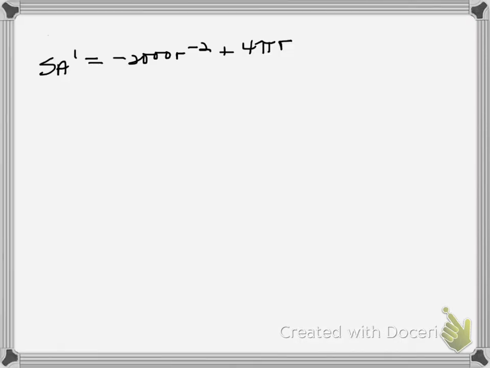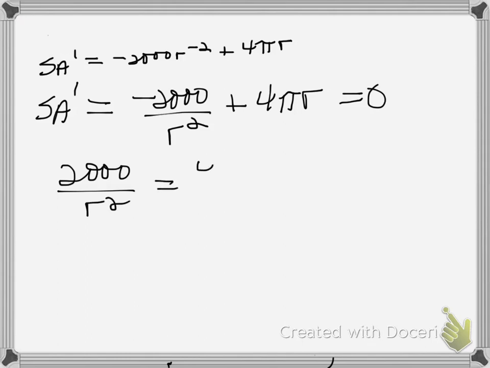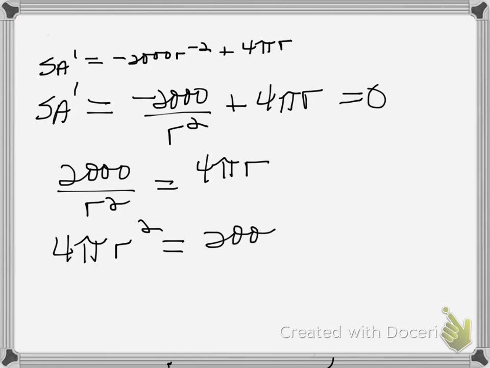Okay, so we have our first derivative, but remember I said that those negative exponents are great for taking derivatives, but not very helpful in evaluating. So I'm going to write this with my power being positive in the denominator. Okay, so that has to equal 0. So the result is that 2,000 r squared equals 4 pi r. So doing a little multiplication, I get 4 pi r squared equals 2,000.